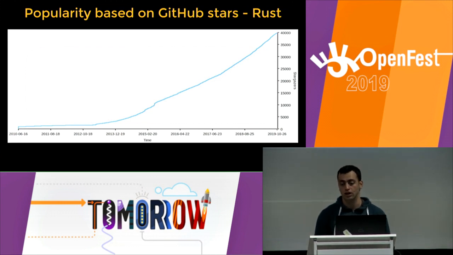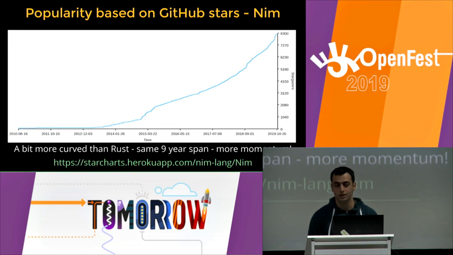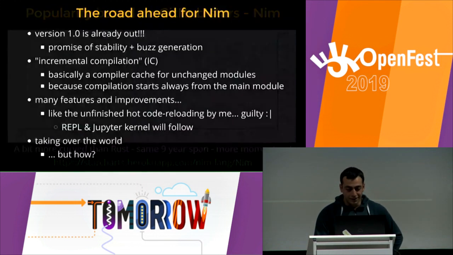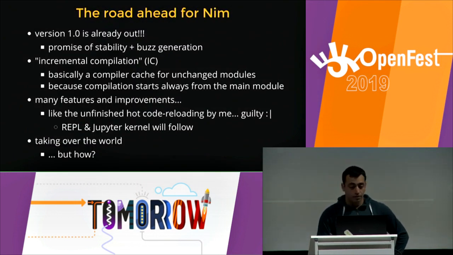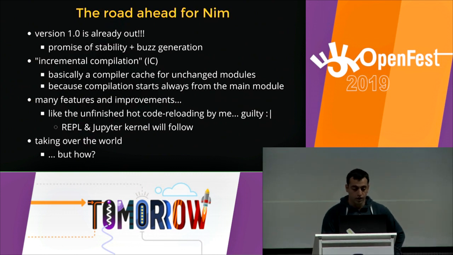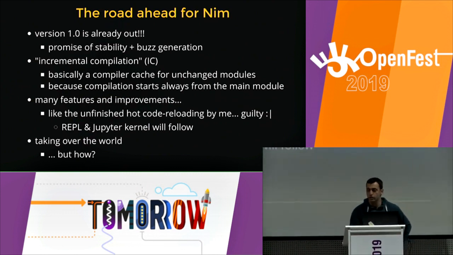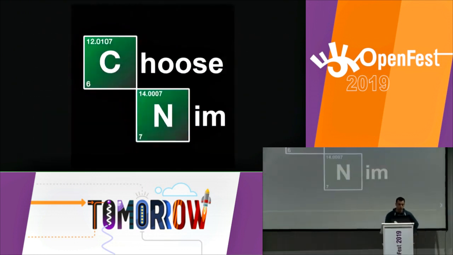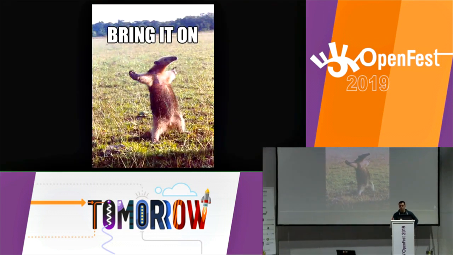Rust is already a major language. But one really cool thing about Nim is that, notice the curve in Rust, look at it in Nim. It's a bit more curved in a different way. It has more momentum. It's growing faster. And even though it's only at about 8,000 stars, it's going to surpass Rust in, I don't know, 20 years. So that's it from me. I mean, version 1.0 of Nim is already out. There are a lot more interesting things which are upcoming. And get involved, choose Nim, if you have any questions.